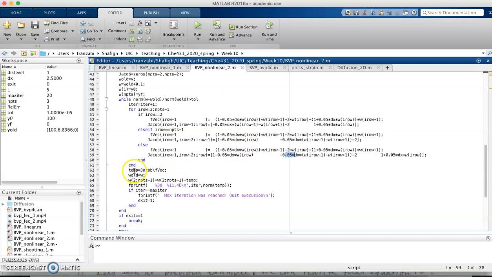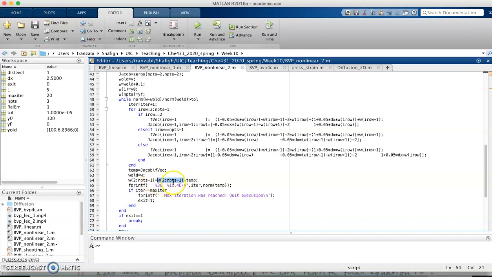After you assemble the Jacobian, you can solve for the unknowns, and this unknown is going to be the solution in the current iteration. To find the error, you have to subtract this from the previously solved unknown in Newton's method. So that's why I'm subtracting this one from the previous solution from the previous step.